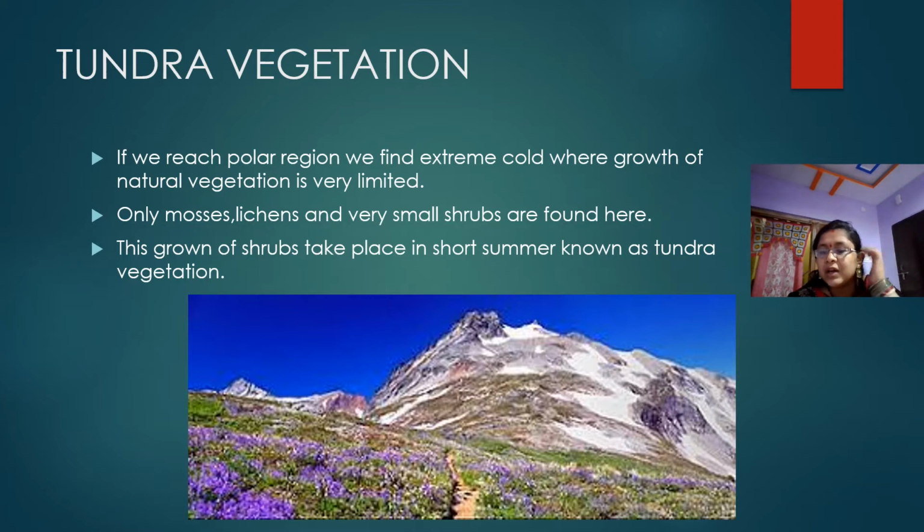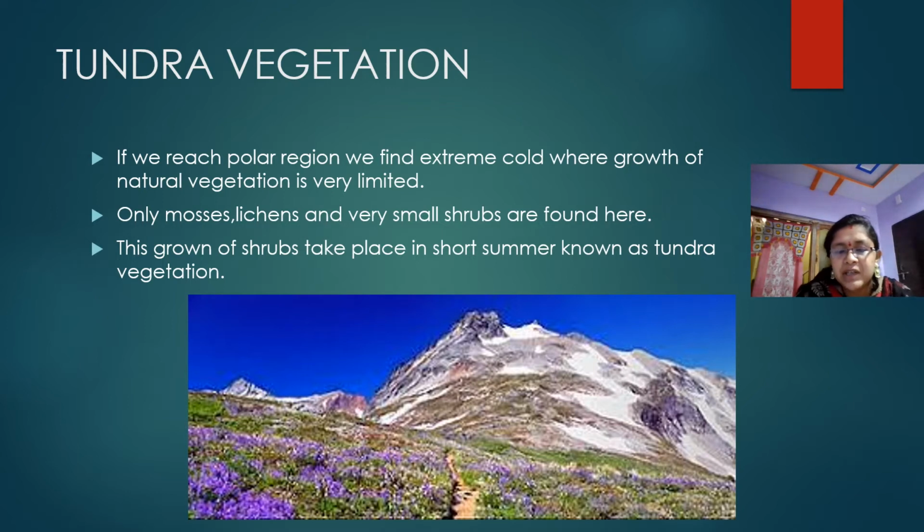So in the cooler areas, it is not possible to grow plants or do vegetation. In the polar regions, it is very cool throughout the year, but sometimes in the summer season, for a short period of time, due to the sun's rays, small shrubs will grow out. So that is called tundra vegetation.